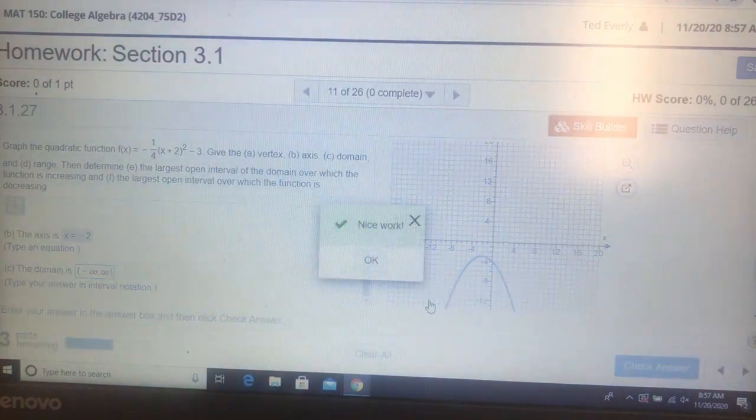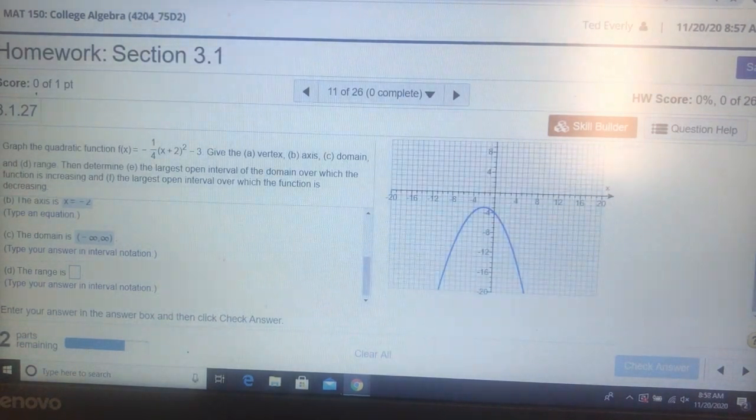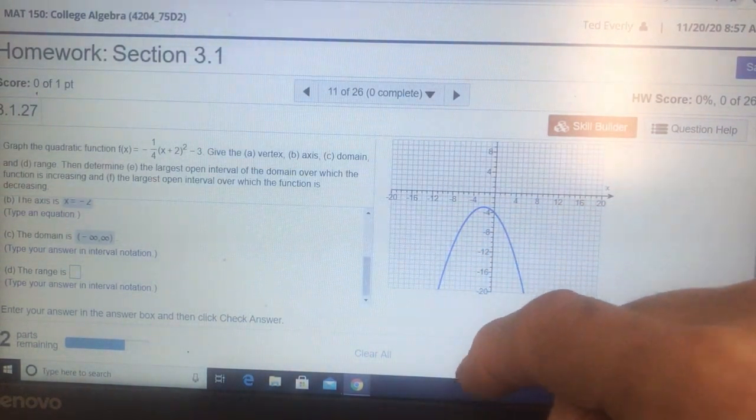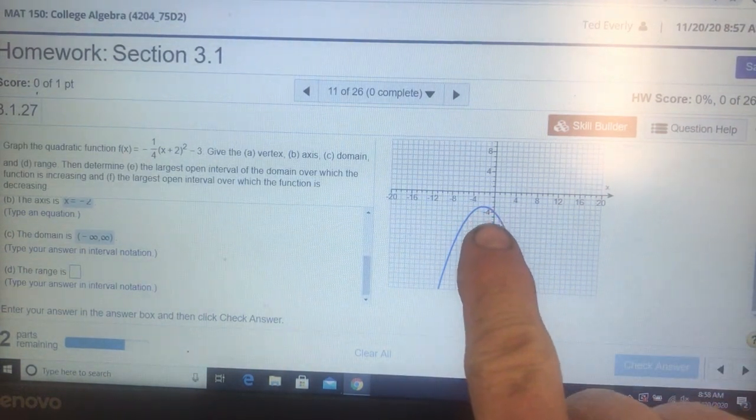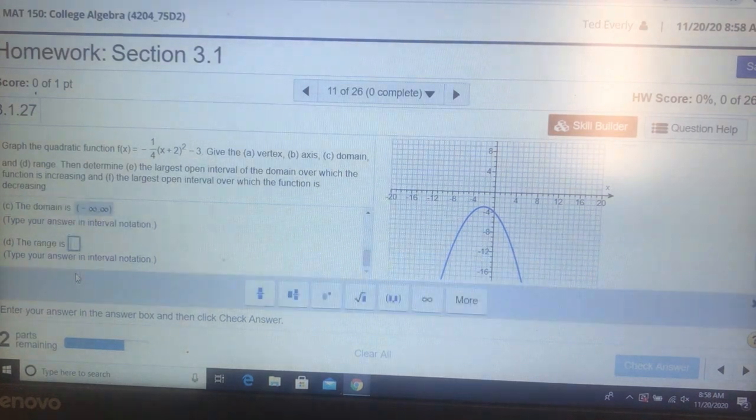Okay, nice work. And the range, now the range is what's different. Let me scroll this. You can see this thing goes down forever. But it goes up to that value right there, which is -3, which is included. So I'm going to do parentheses, -infinity, and then I'm going all the way up to -3, which is the highest value, and I'm going to put a bracket on that because -3 is included.